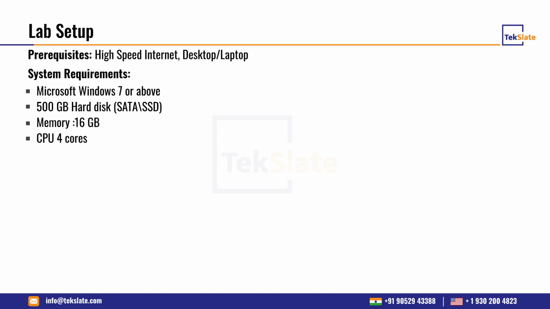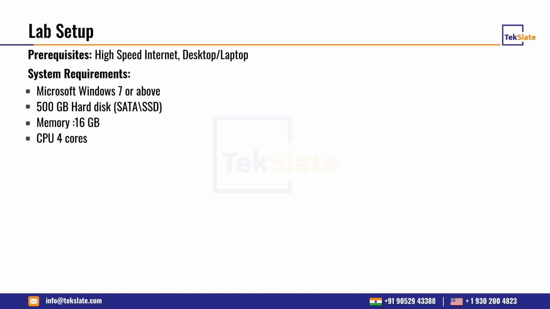Lab setup. You need a high-speed internet connection and also a desktop or laptop. Operating system, you require Windows 7 and above. 500 GB of hard disk, right? That is fair enough. Minimum 8 GB RAM required, because in performance tuning we only require one machine. We don't require multiple machines, and 4 cores are fair enough.